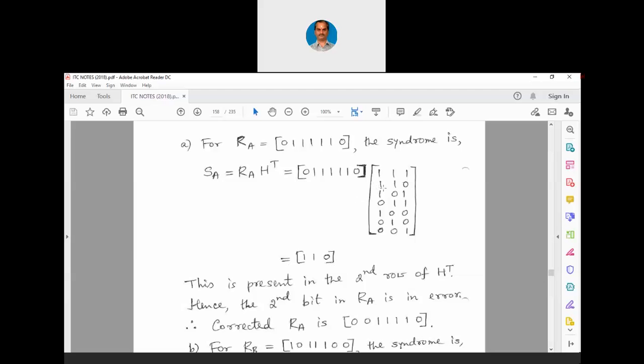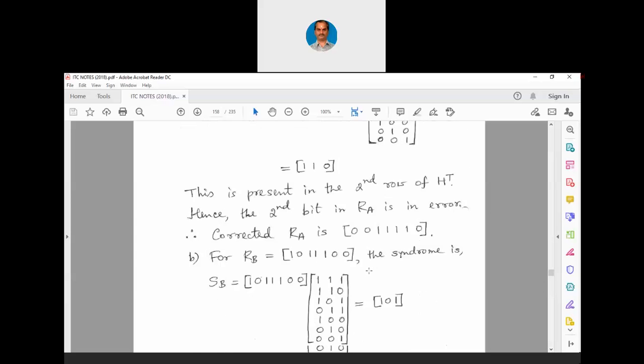110 is present in the second row. You can see here, the syndrome 110 is present in the second row of the transpose of the Hamming matrix. That means, in the received vector, the second position is in error. So, the second bit in RA is in error. Therefore, the corrected RA is 0011110. The second bit is flipped to 0.